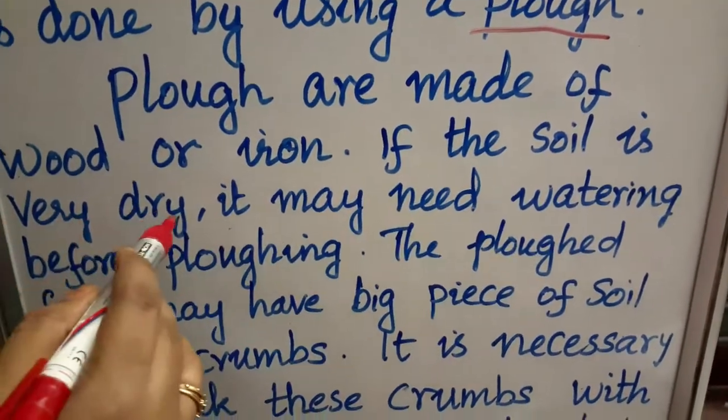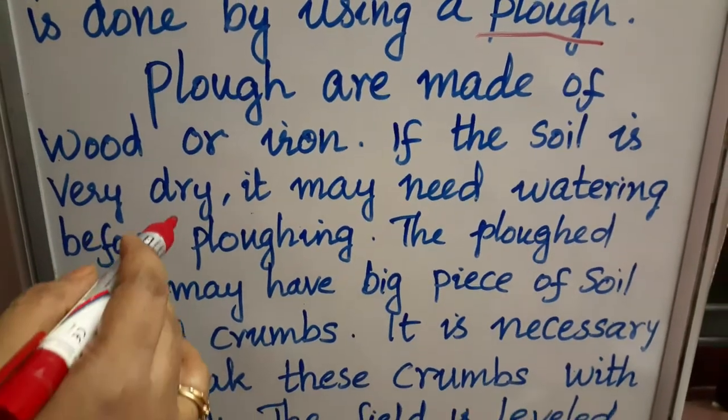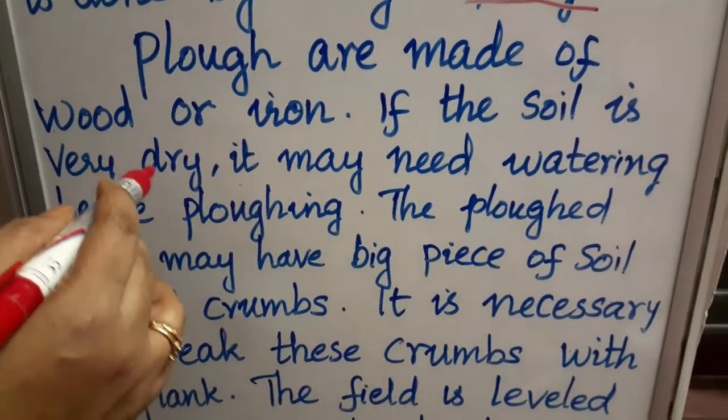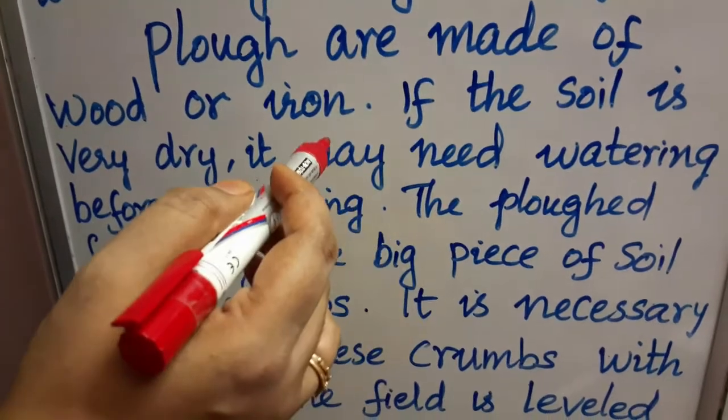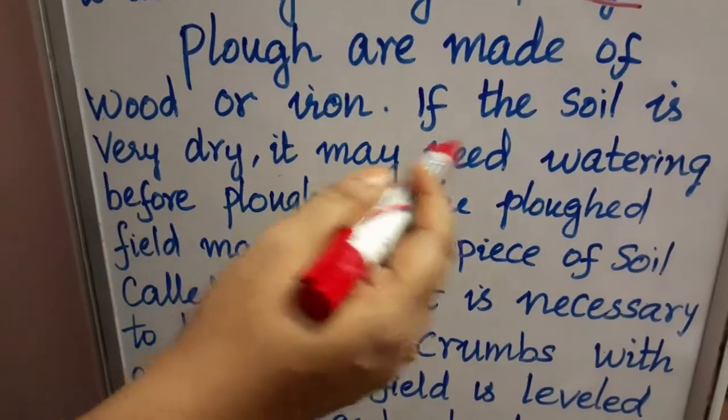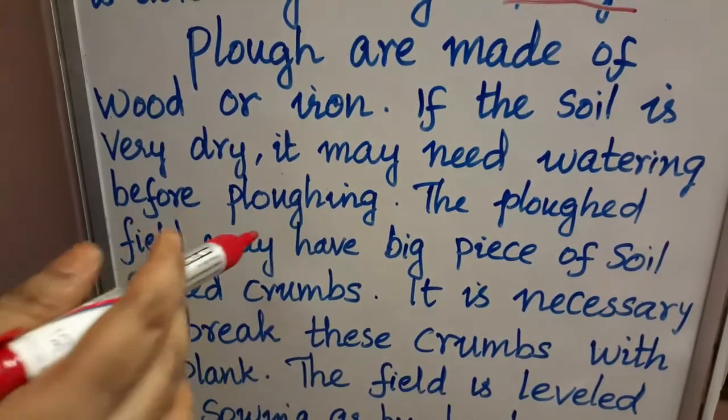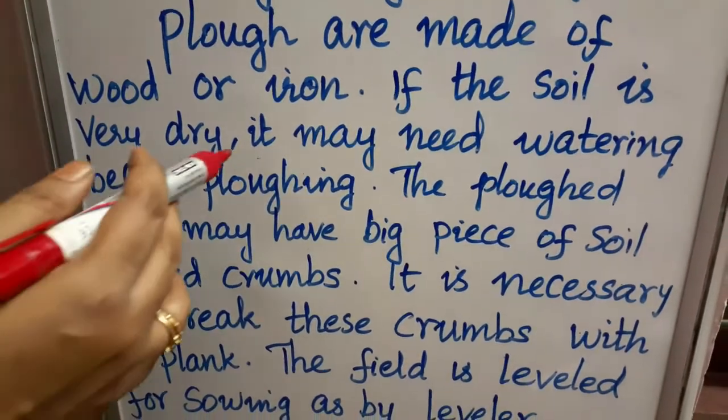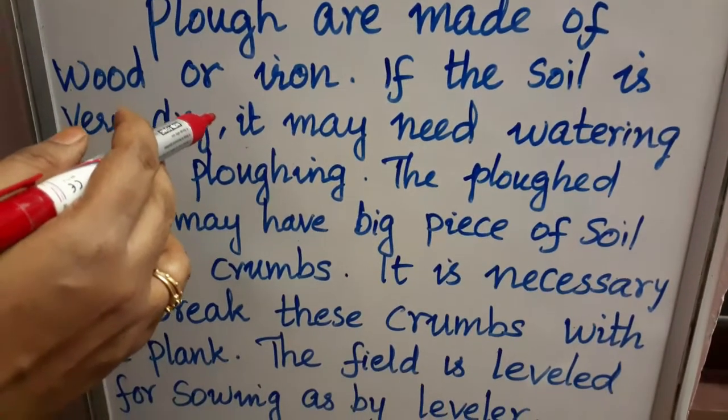If the soil is very dry, it may need water before plowing. First, because sometimes after so many seasons, the land will be too dry.